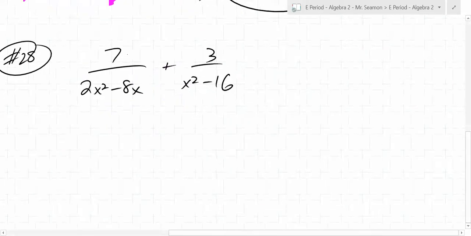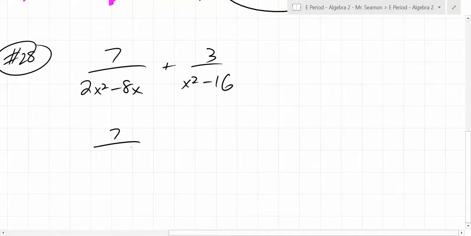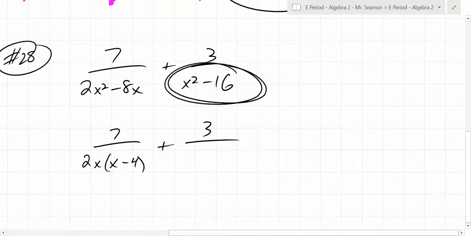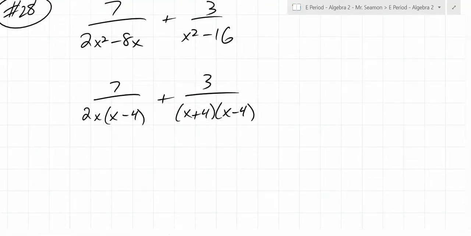Okay, so this one, what should I do? One word. What should I do first? That's good. Factor. Let's factor. Can someone tell me what the first denominator factors into? What can I factor out? 2x, and what's left? X minus 4. Thank you. I just watched this video. Someone did this one. Plus 3 over, what is this? This is what? Difference of squares. So that's going to be x plus 4 times x minus 4. Yeah, exactly.